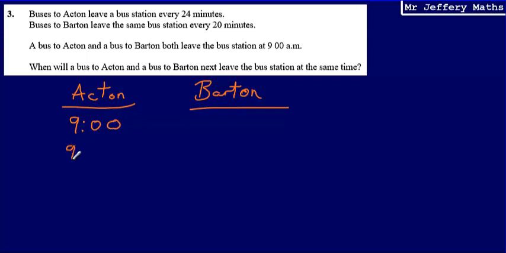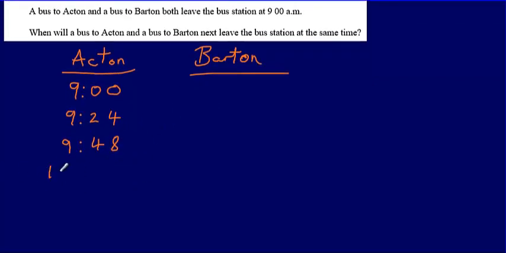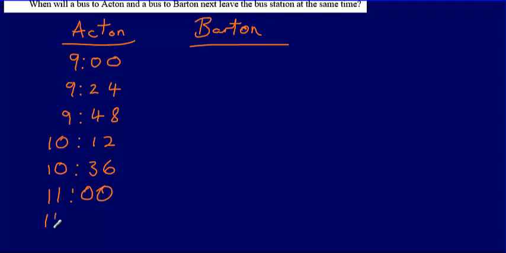Then we know that it's going to be leaving at 9:24. Then at 9:48. Then at 10:12. So 24 minutes on. Then at 10:36, then at 11 o'clock, and then at 11:24. And we'll just stop there.